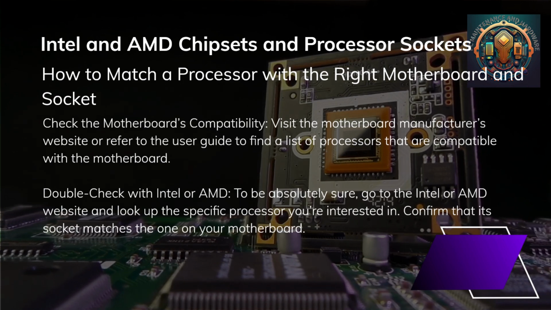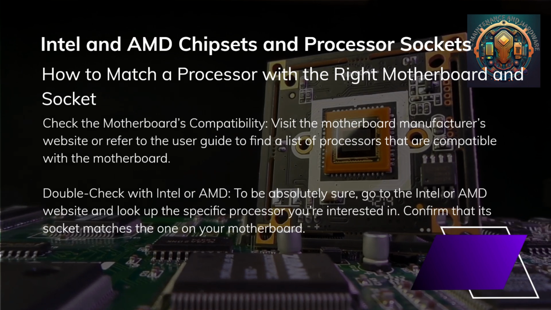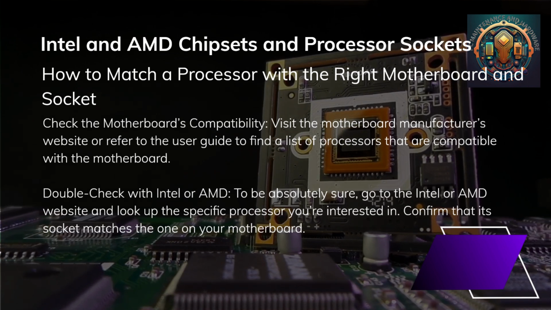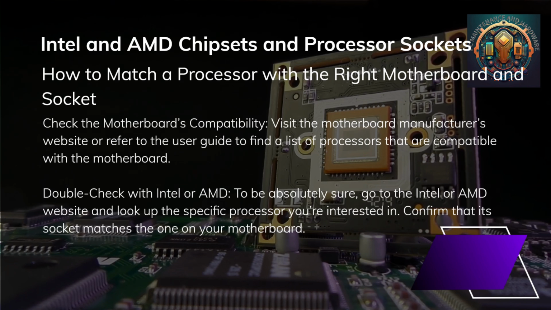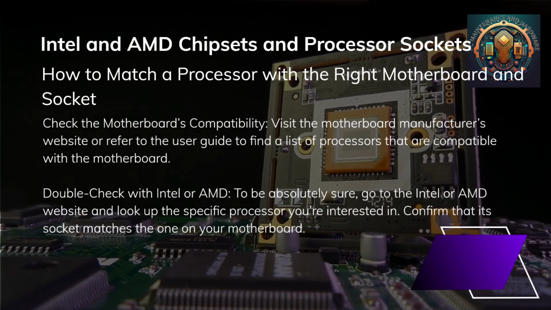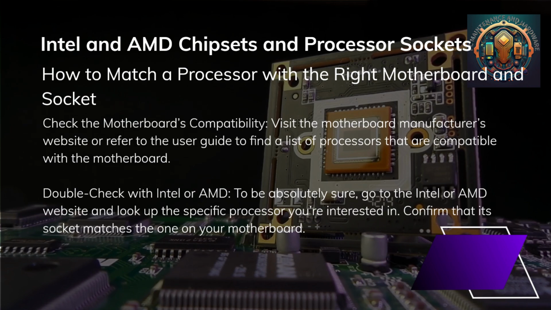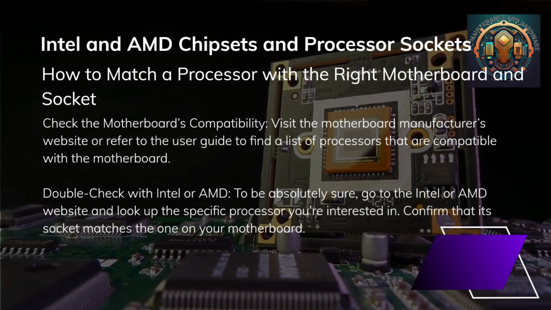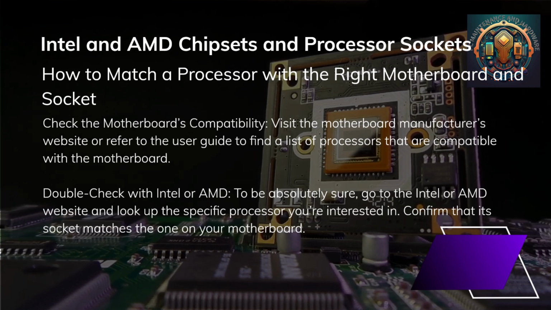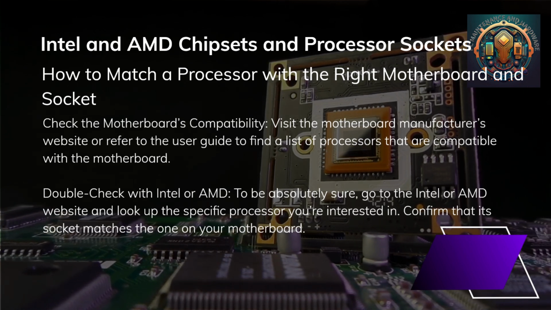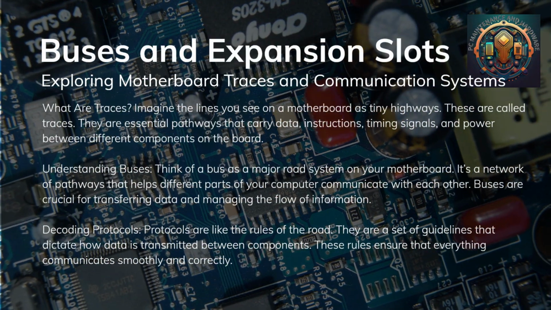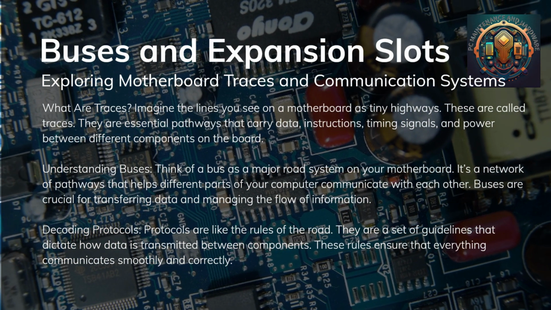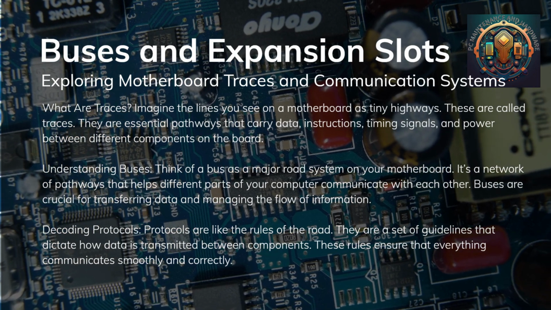Verify on the Intel or AMD website. For an added layer of certainty, you can also check the Intel or AMD websites. They provide detailed specifications for their processors, including the socket type. Make sure that the processor's socket matches the socket on your motherboard. By following these steps, you'll be able to confirm that your processor and motherboard are a perfect match, avoiding any compatibility issues. With an understanding of chipsets under your belt, now let's turn our attention to some of the details you'll find on a motherboard.